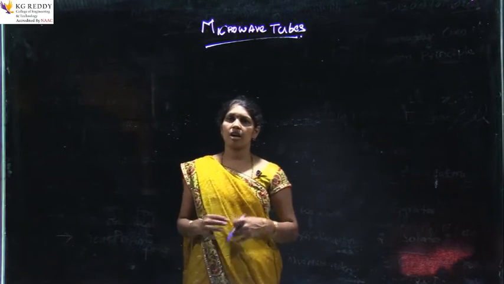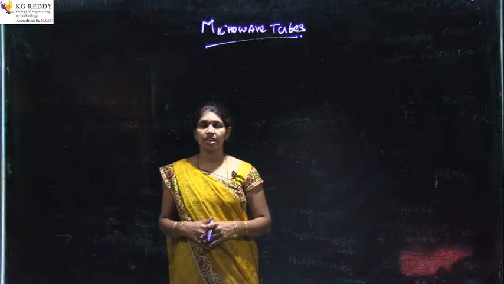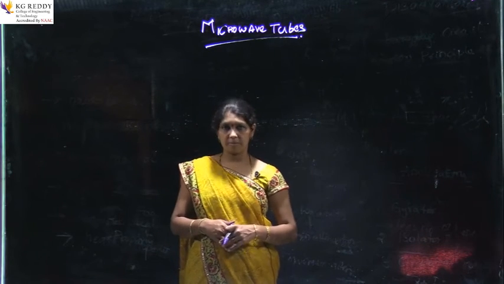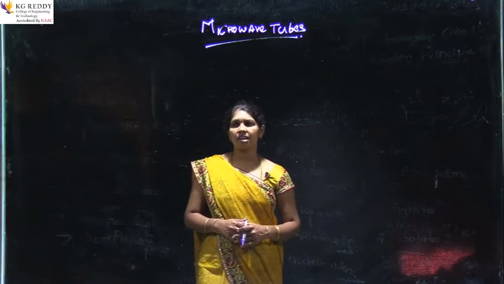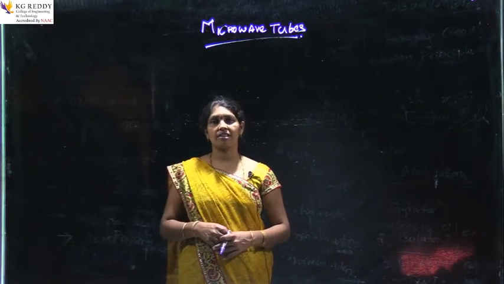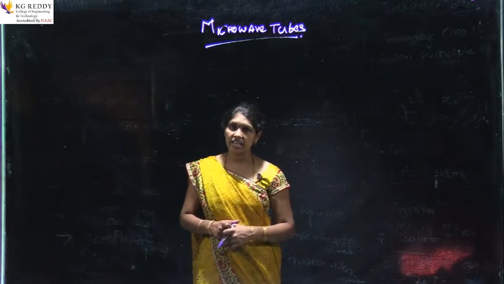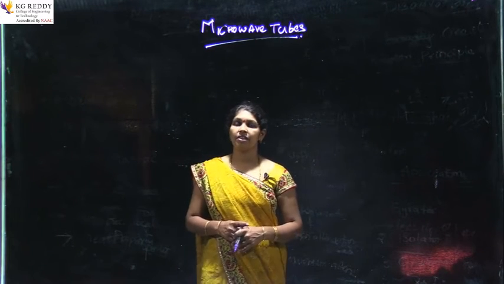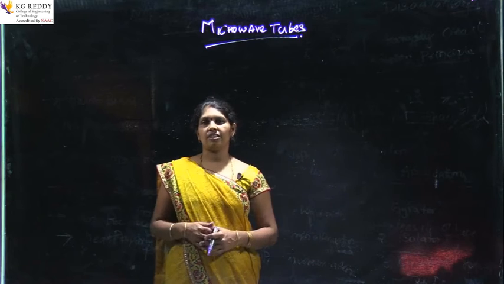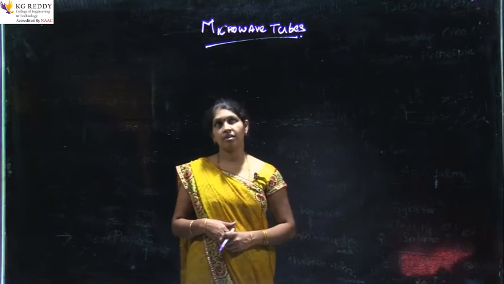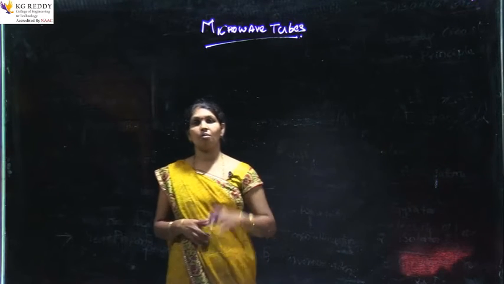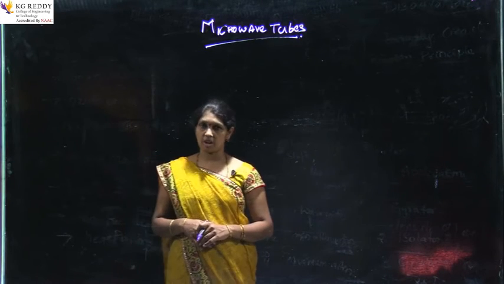We cannot use conventional tubes like triodes, tetrodes, pentodes at microwave frequencies. They will not support microwave frequencies. They will have other unwanted effects like capacitance effect, lead inductance effect, transit time effect. Because of so many disadvantages, we cannot use conventional tubes at microwave frequencies. So we have special devices called microwave tubes to be used at microwave frequencies.